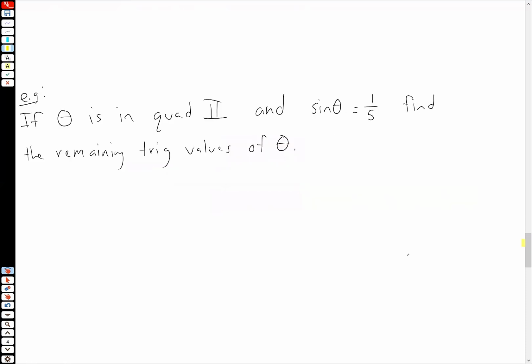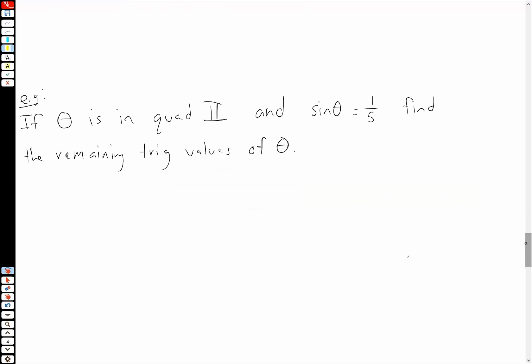All right. Last question for the day. If theta is in quadrant 2 and sine of theta is equal to 1 over 5, find the remaining trig values of theta. Okay. Now, in this case, we have to be a little bit careful, but I want you guys to think about this. Theta is in quadrant 2. Okay. So we think back to our unit circle, that means that theta is over here. Somewhere over here.